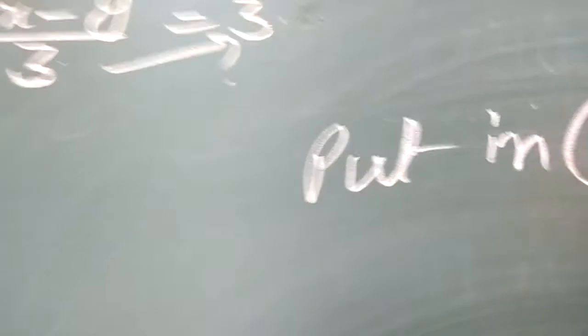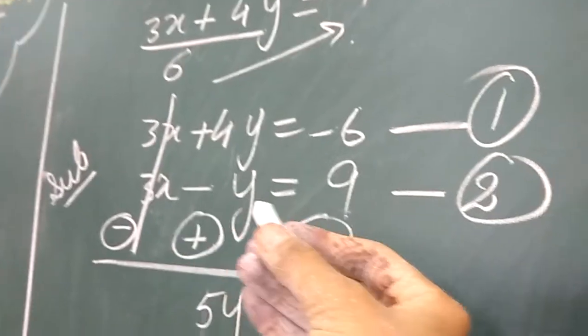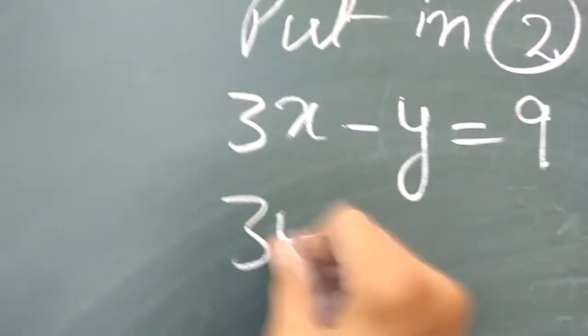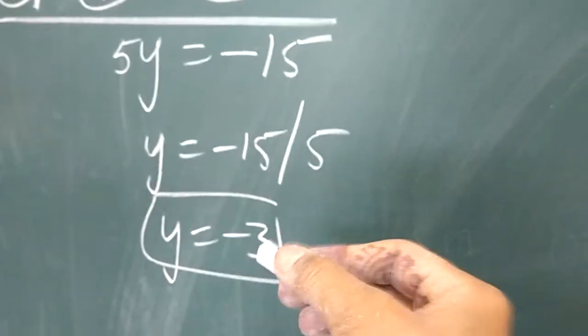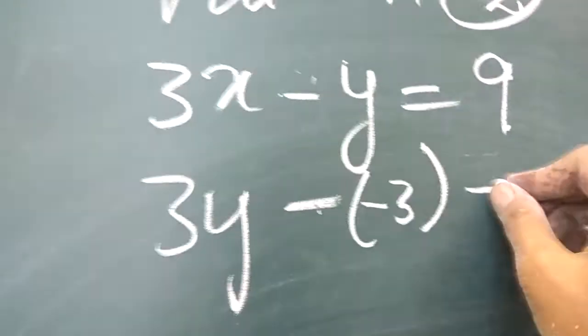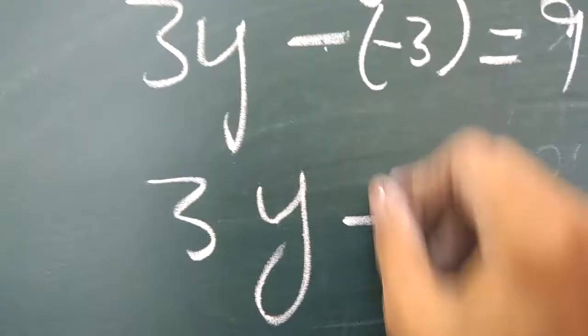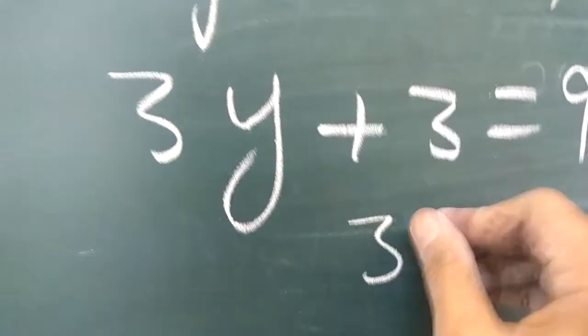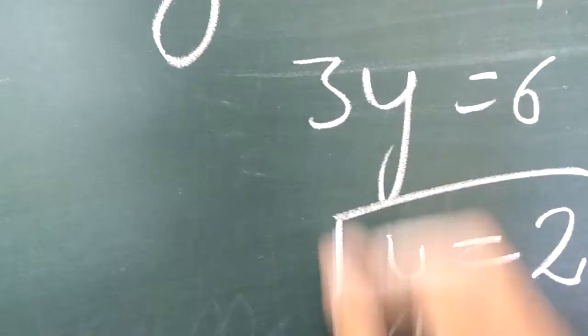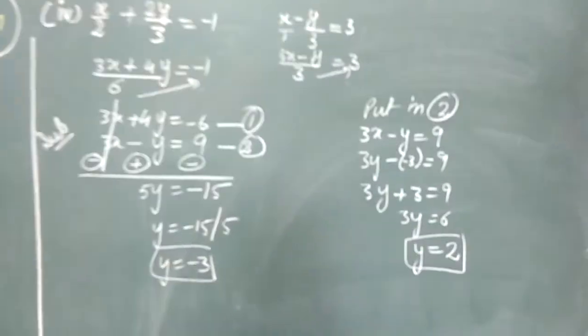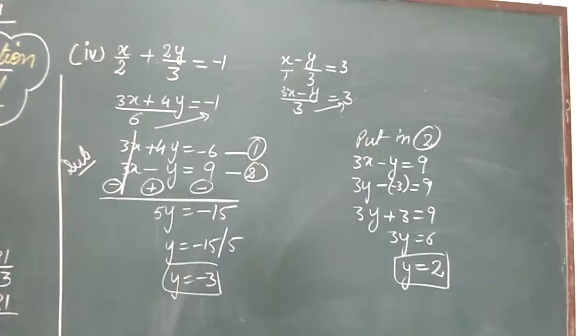Dear students, put this value in any of the equations. So let us put it in equation 2. The second equation is 3x minus y is equal to 9. So 3x minus y. One minus is already there in the question and one is there with the value of y, minus 3, so put the bracket. So 3x plus 3 is equal to 9. 3x is equal to 9 minus 3, which is 6. So x is equal to 6 by 3, which is 2. So dear students, in this way you can solve the whole equation.